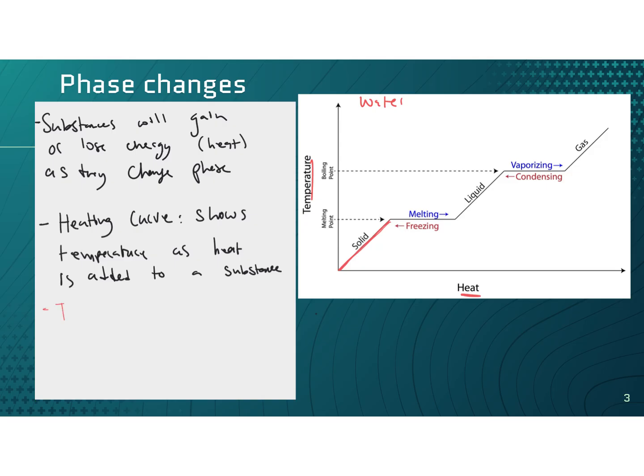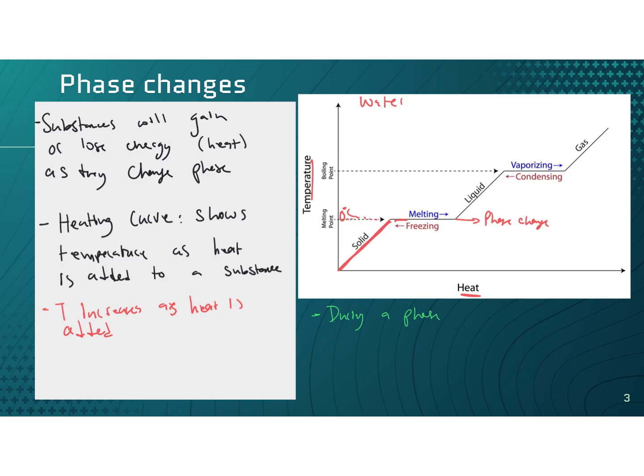And so temp increases as heat is added. Then when we go through a phase change right here, we see that it's flat. And for water in particular, this melting point would be 0 degrees Celsius. And so now what's happening in the flat region is that all of the heat is going towards the phase change.